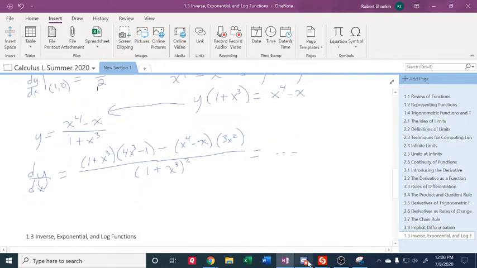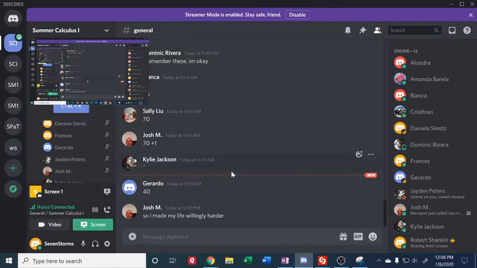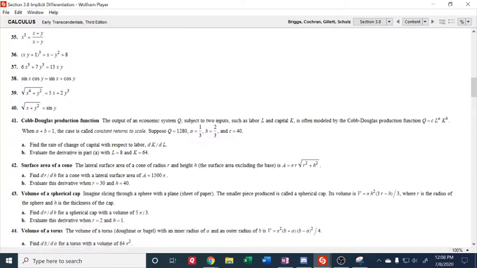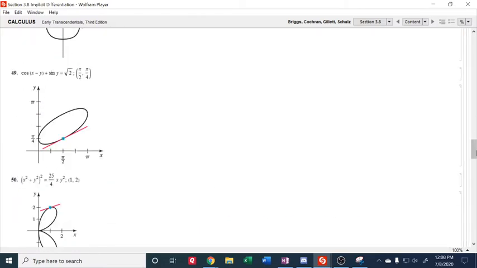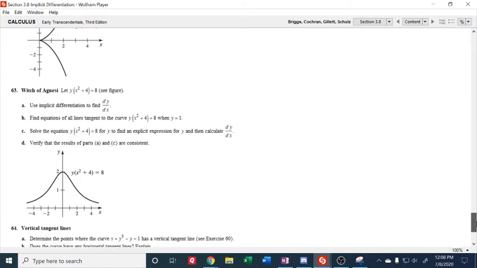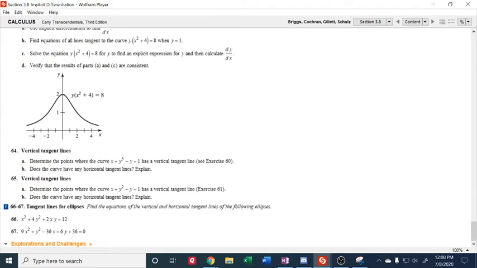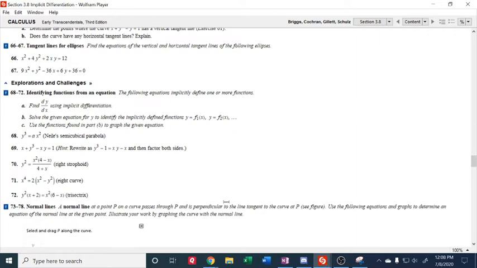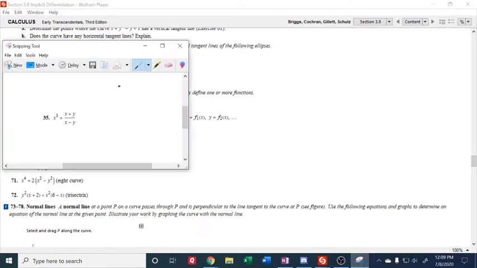I think there was something else. 70, there were multiple people on 70. Let's look at that. And find by implicit differentiation, solve. All right, let me snip this whole thing.